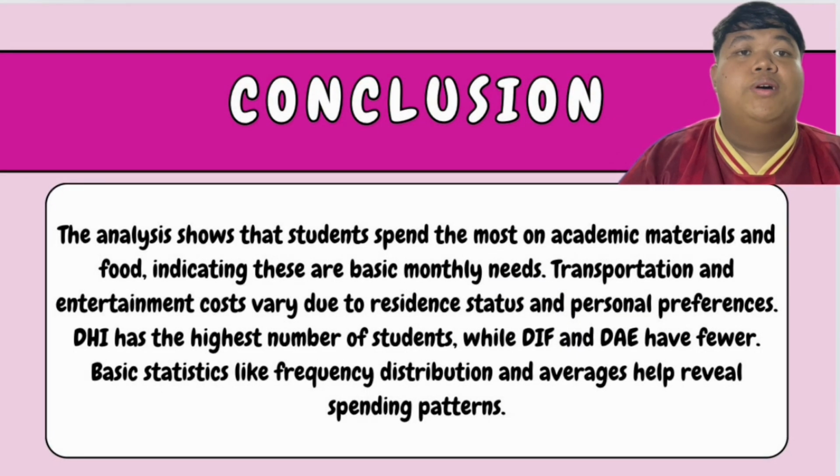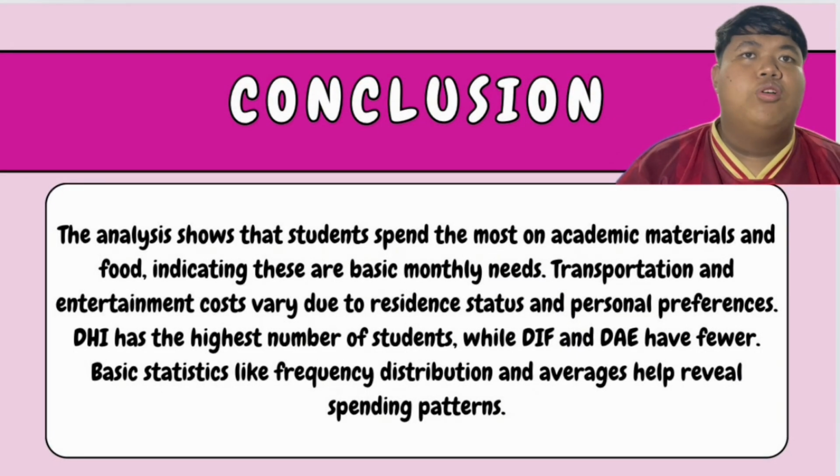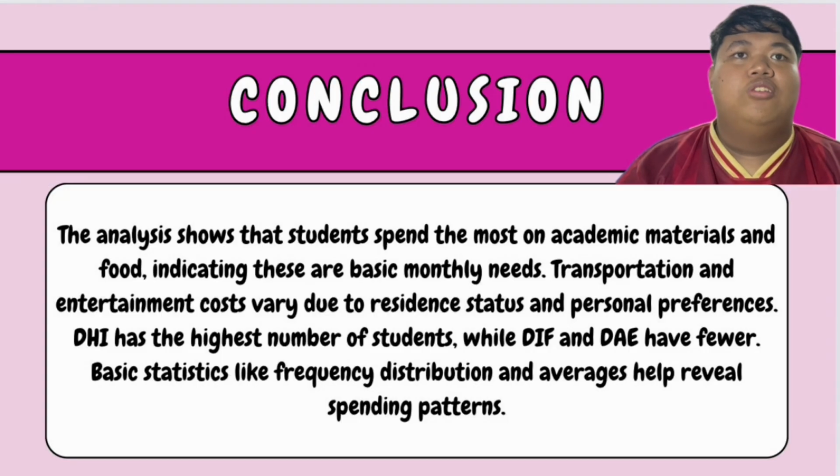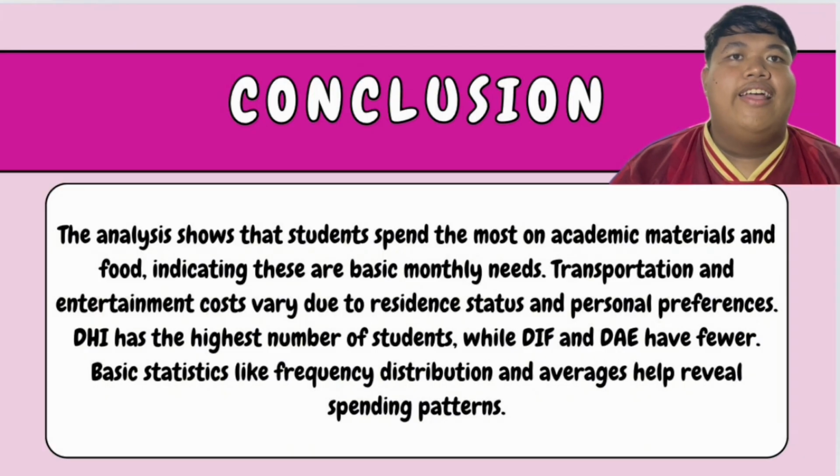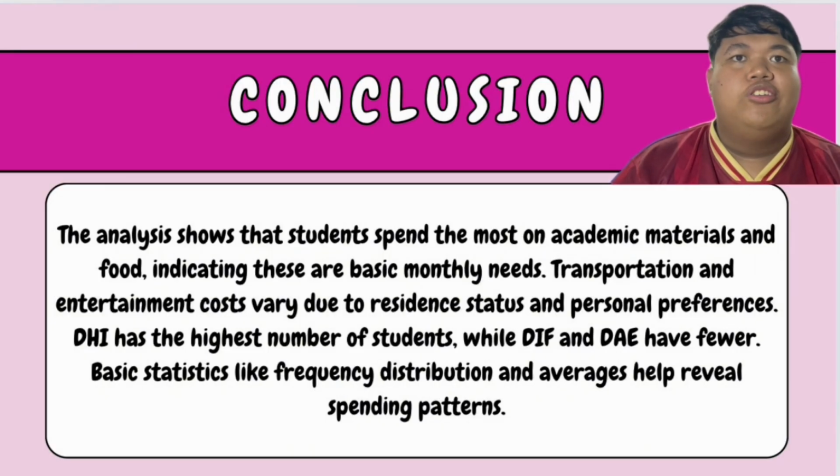Now, I will talk about the conclusion. The analysis shows that students spend the most on academic material and food, indicating these are basic monthly needs. Transportation and entertainment costs vary due to residence status and personal preference. DHI has the highest number of students, while DIF and DAE have fewer. Basic statistics like frequency distribution and average help reveal spending pattern.